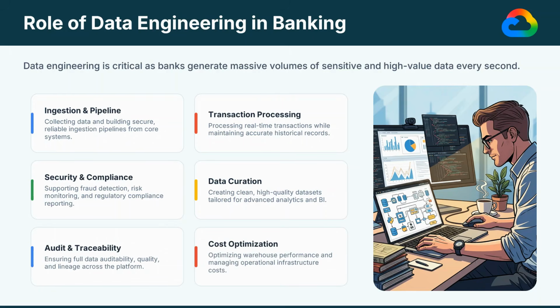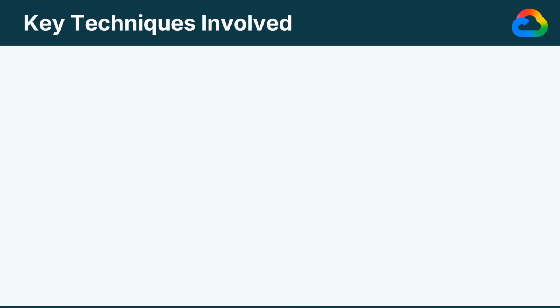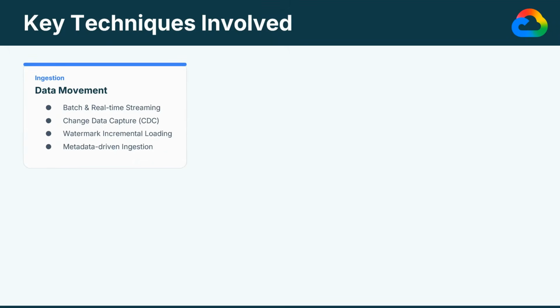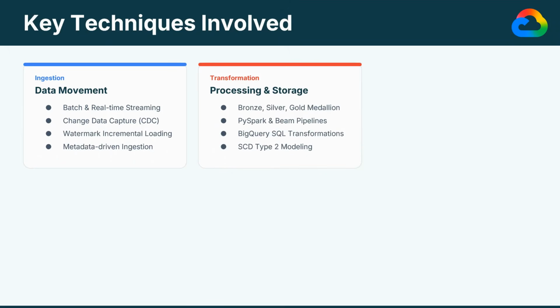Okay, so that is what we are going to do in this particular project. And so what are the key services and techniques involved? When it comes to data movement and ingestion, we are going to take care of batch and real-time streaming. Change data capture is involved in this project. Watermark incremental loading and metadata-driven pipelines are what we are going to create. So whenever the data is moving from the different systems, we are going to incorporate all of these things: batch and real-time streaming, CDC, watermarking, and the metadata-driven approach.